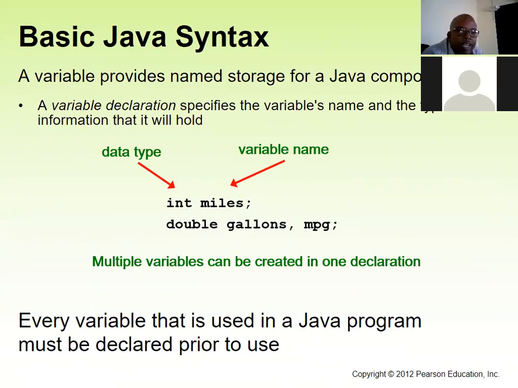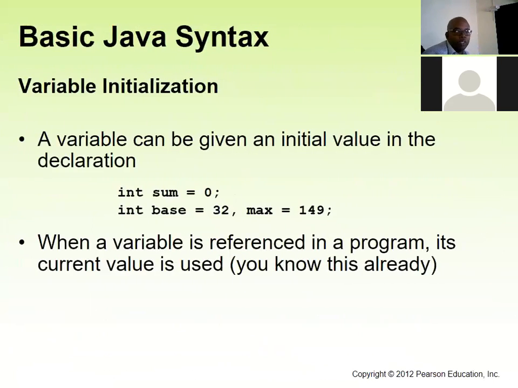So I told you already, every variable that is used must be declared prior to use. Now, we can also declare and initialize at the same time, which is to say, this is a type, this is a name, and set it to this, which is what is being done here. Yes? So we create an integer called sum and we set it to zero. All right? So when a variable is referenced in a program, its current value is used. So if I say print sum, sum would print zero because I had set it to zero.